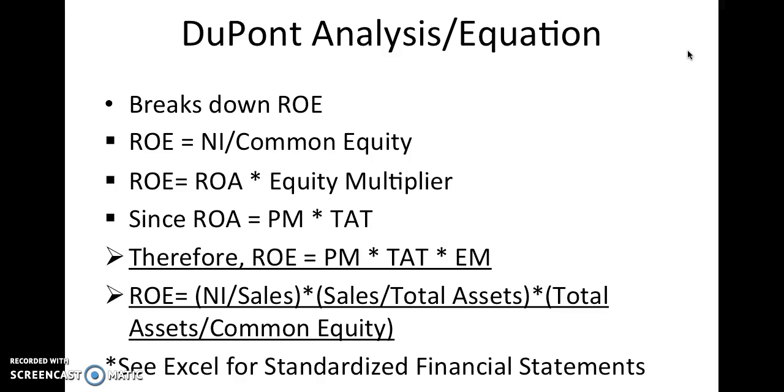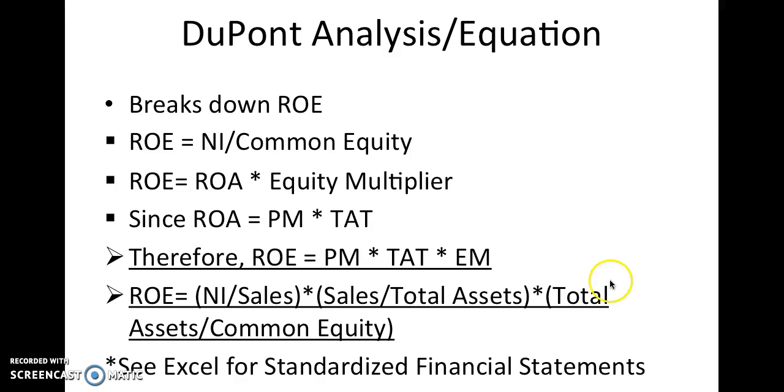We're going to start off with return on equity equals net income divided by common equity. If you break that down a little bit, you'll have return on assets multiplied by equity multiplier. And now if we were to break down ROA, since return on assets is profit margin multiplied by total assets turnover, we can replace those 2 elements. In place of return on assets, we'll have 3 different elements. Return on equity equals profit margin multiplied by total assets turnover multiplied by equity multiplier.